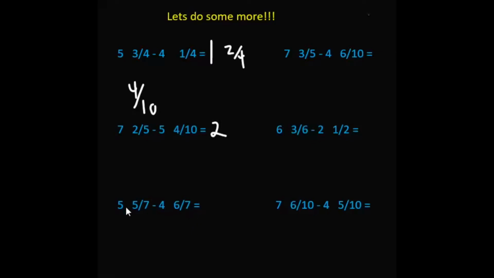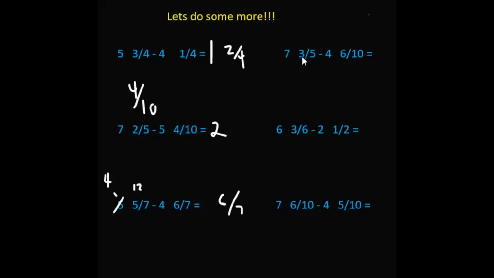Since this fraction is smaller than this fraction, let's borrow. So now this becomes 12/7 minus 6/7, which is 6/7. And then this 5 becomes a 4. So now it's 4 minus 4, which is 0. So the answer to this problem is 6/7.